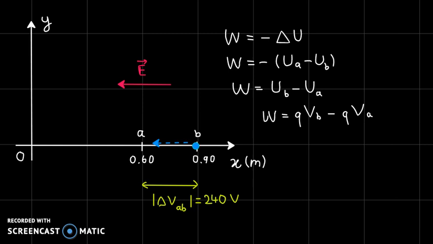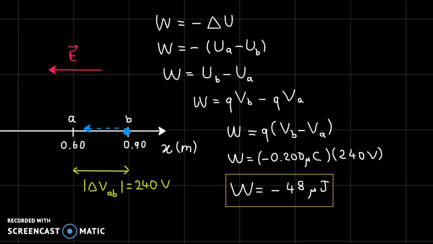Now let me factor out that Q, that's a common term, and then I will substitute the numerical values. Substituting the numerical values, we find that the work done on the particle by the electric field as the particle moves from point B to A is equal to negative 48 microjoules. This is negative work done by the field, so that means the particle is gaining potential energy.